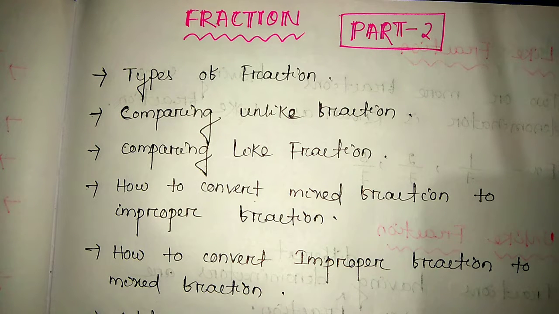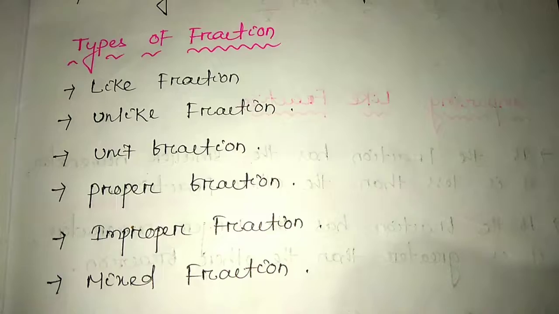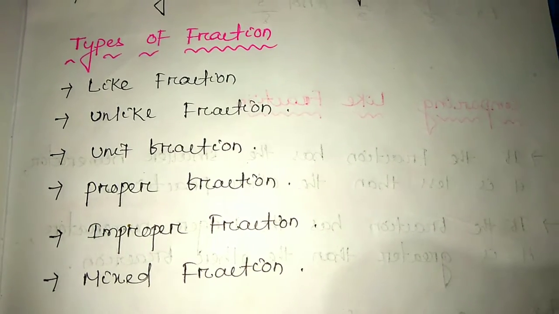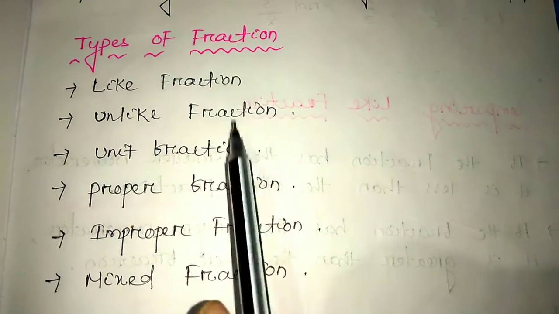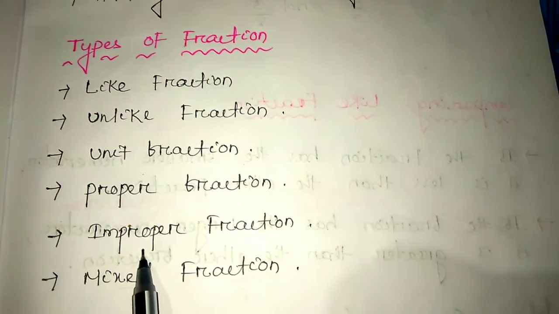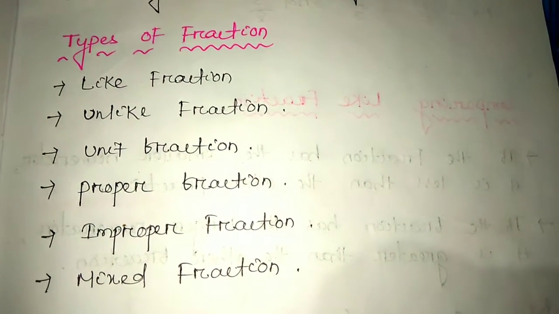So in this video, we are going to learn types of fraction, comparing unlike fraction, comparing like fraction, and how to convert mixed fraction to improper fraction, also how to convert improper fraction to mixed fraction, and adding and subtracting like fraction. First we will know about types of fraction. There are 6 types of fraction. One is like fraction, then unlike fraction, unit fraction, proper fraction, improper fraction, and the last one is the mixed fraction. So what are they?